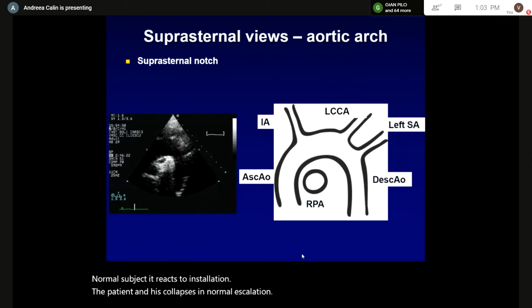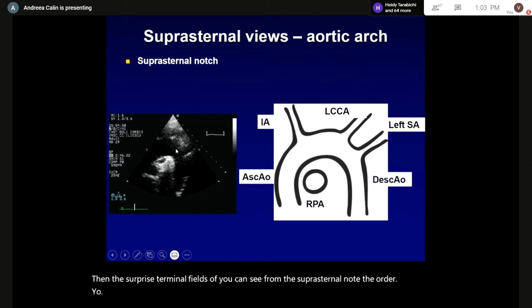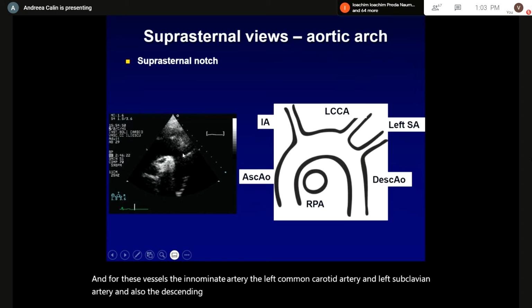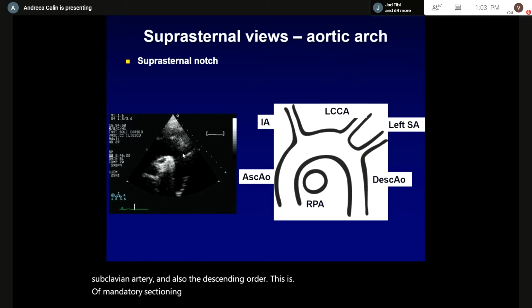And the suprasternal views: you can see from the suprasternal notch the aortic arch here, and these great vessels, the innominate artery, the left common carotid artery, and the left subclavian artery, and also the descending aorta. This is a mandatory section in all patients, but it's most useful in patients with coarctation of the aorta.